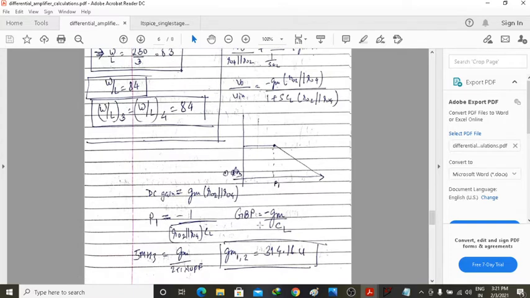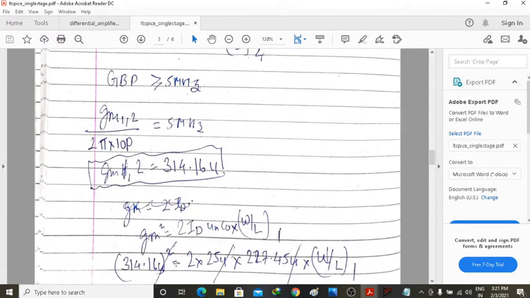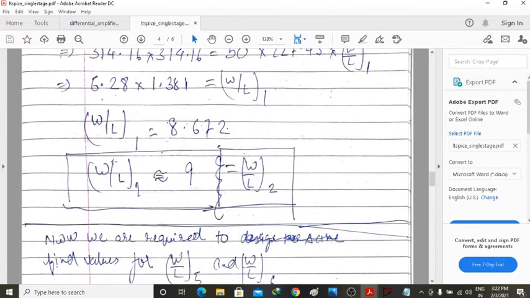So finally the gain bandwidth product, how much is it coming? Transconductance divided by capacitance, and the value of capacitance is 10 picofarad. When I put the values, with the gain bandwidth product of 5 megahertz or greater, I get the transconductance equal to 314.16 micro. Also, the transconductance gm is equal to the square root of 2 ID mu n Cox W by L, with W by L of 1 here. When I put all the values, I get W by L equal to 8.69672. So finally W by L of the 1 and 2 transistors comes out to be 9.